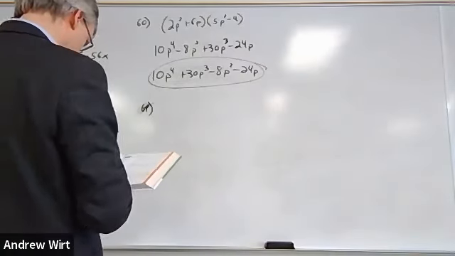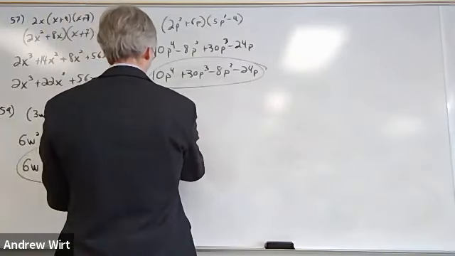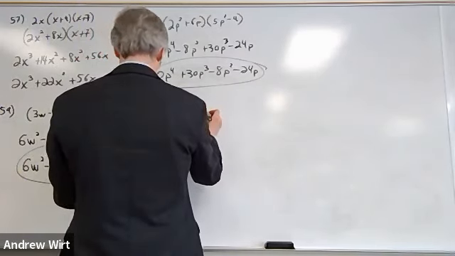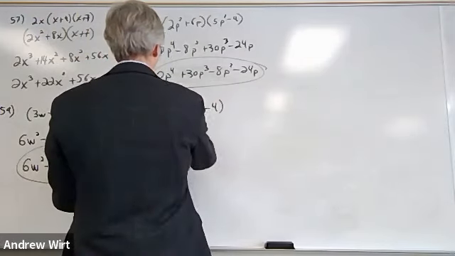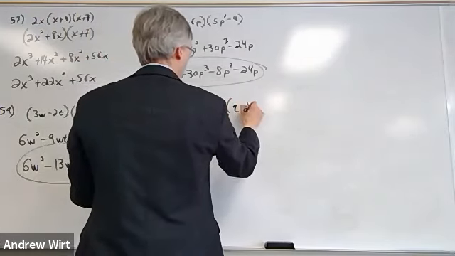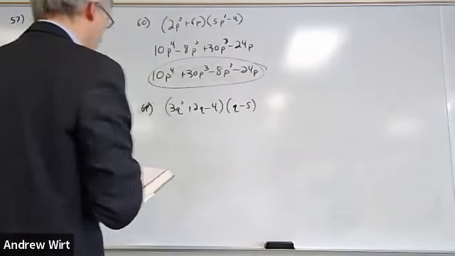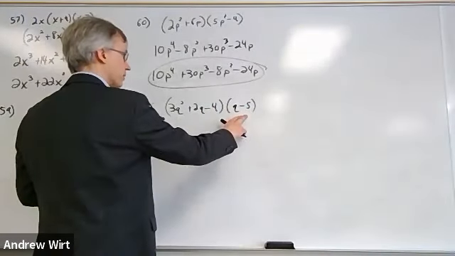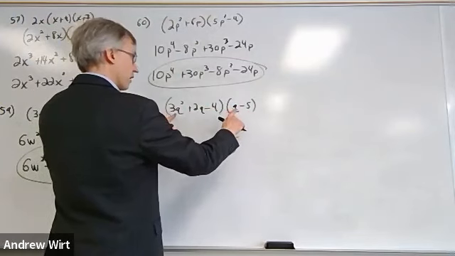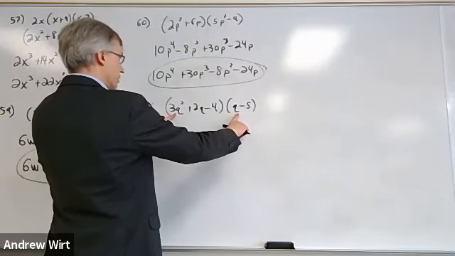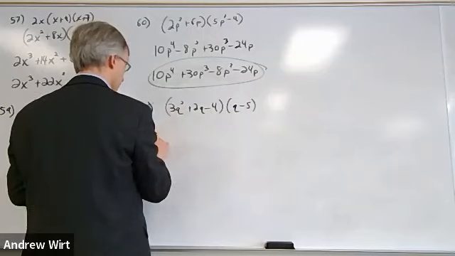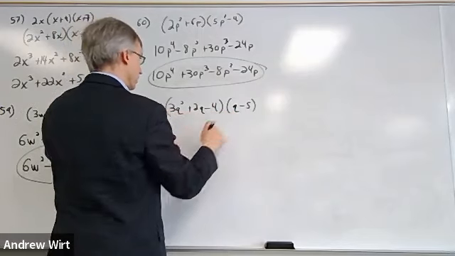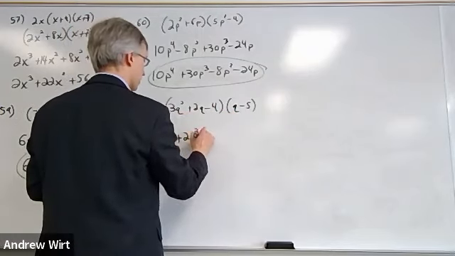61. All right, we got 3 terms here, 2 terms here. So when we multiply, we're going to get 6 terms in our first answer here. So 3q squared times q gives us 3q to the third power. All right, now 2q times q, that's plus 2q squared.